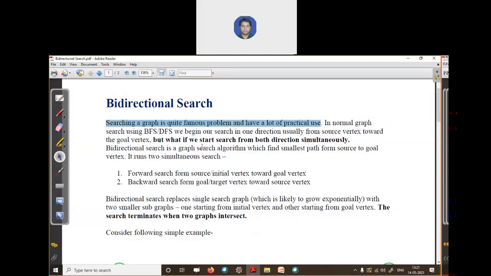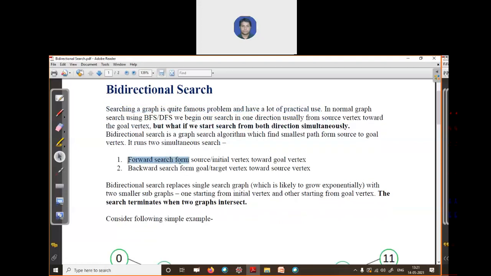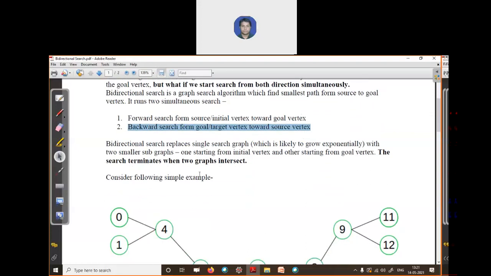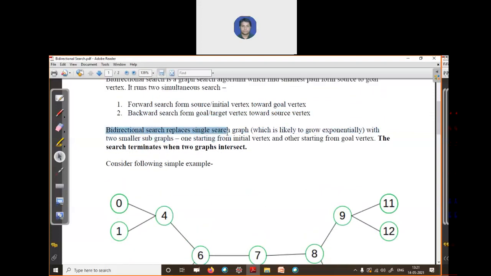Bidirectional search is a graph search algorithm which finds the smallest path from source to goal vertex. So this is the forward search, from source to goal state, and the backward search, from goal to your start state. Bidirectional search replaces a single search graph with two small subgraphs. It means you divide your total search space into two small subgraphs, one starting from the initial state to the goal state, and another from the goal state to the initial state.